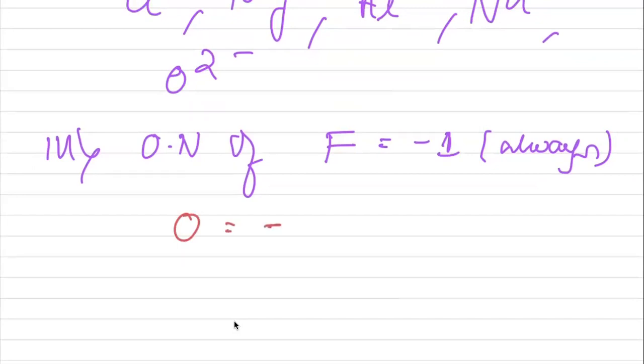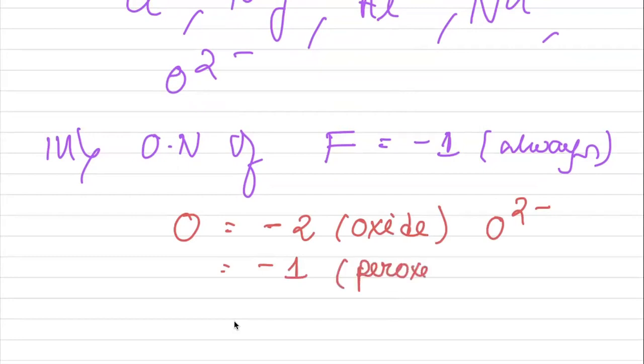When the oxidation number of oxygen is -2, it is known as oxide, and its formula is O2-. When the oxidation number is -1, it is known as peroxide, so O2 2-. That means the 2- charge is shared by 2 oxygen atoms.